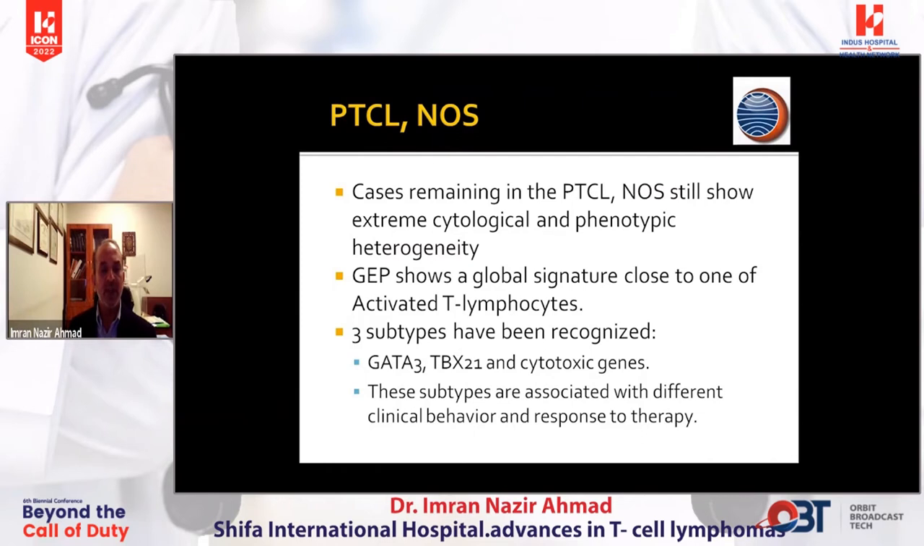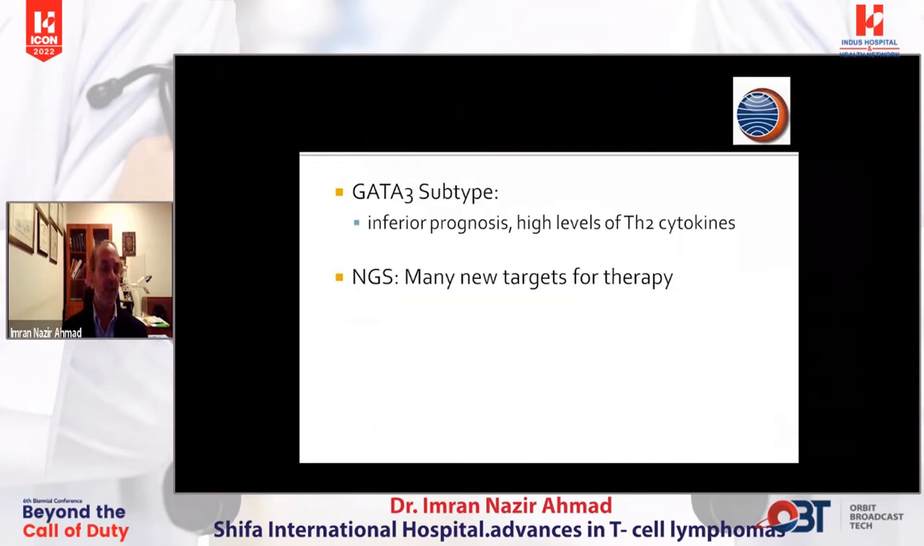So in this PTCL type, at least three major mutations or genetic abnormalities have been identified, which are incorporated in this classification, namely GATA3, TBX21, and a few cytotoxic genes. And these subtypes are associated with different clinical behavior and response to therapy. So this is a major advancement that even in T-cell lymphomas, the genetic mutations are predicting the outcome. For example, the GATA3 subtype has inferior prognosis because of high levels of Th2 cytokines. And then next generation sequencing is also elaborating a lot of abnormalities, which have potential for targeted therapy.